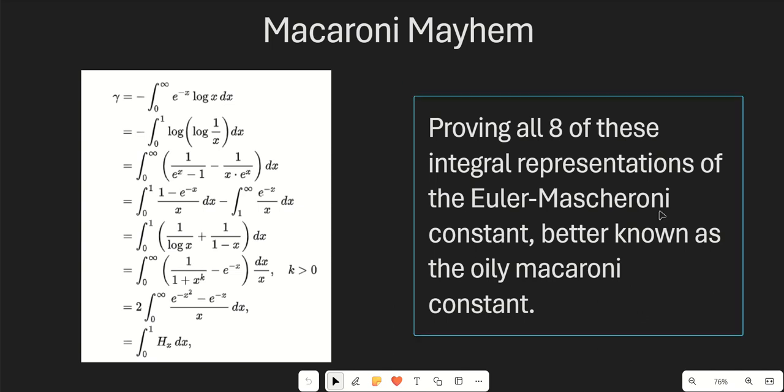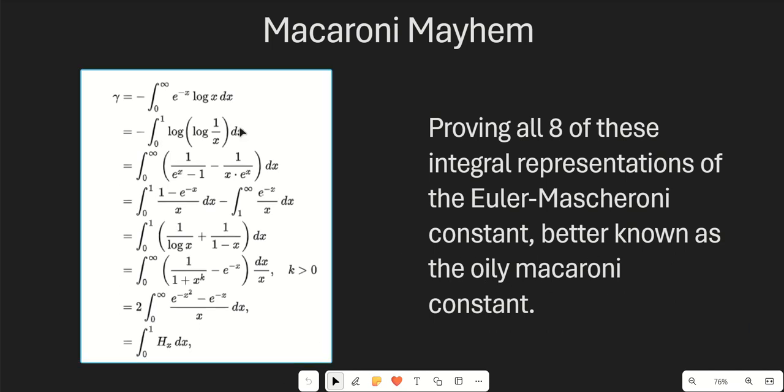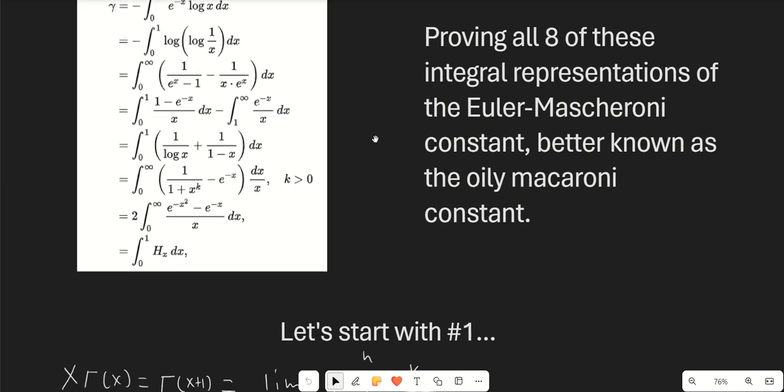And of course, the Euler-Mascheroni constant is better known as the Euler-Macaroni constant, at least on YouTube, which is why I'm calling this video Macaroni Mayhem, because we're going to be going over a ton of different ways to prove it. Many of these are just repetitions, but some of them are entirely new integrals, so let's go ahead and get started.